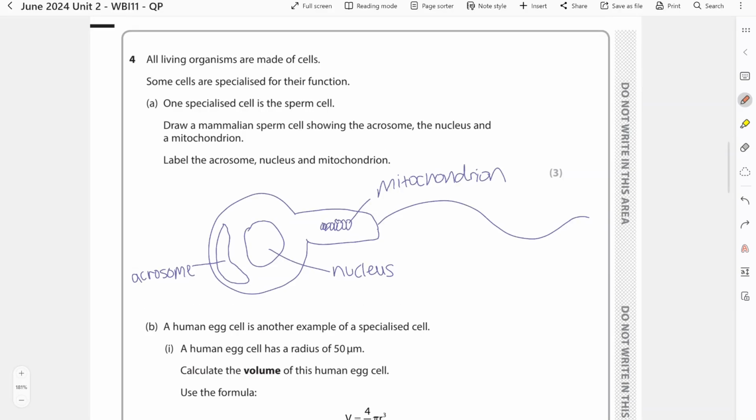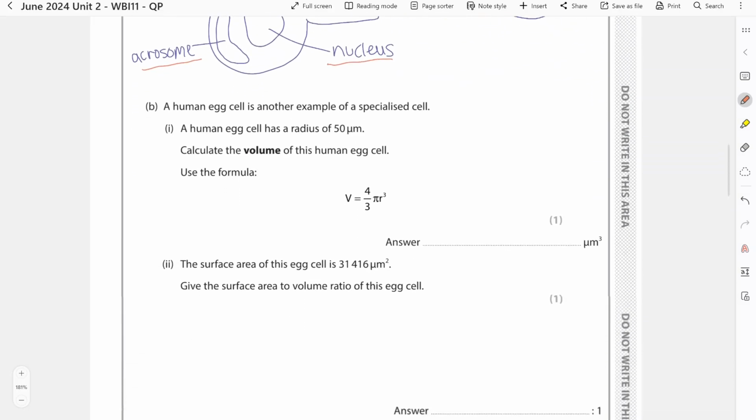All right, so I've drawn out the diagram of the sperm. We've got the acrosome over here that's responsible for containing hydrolytic enzymes to break down the zona pellucida. We've got the nucleus here that contains the haploid nucleus, and both of these things are found in the head of the sperm. Lastly, you've got mitochondria, which is found in the mid piece of the sperm, and mitochondria provides energy for the sperm to swim.